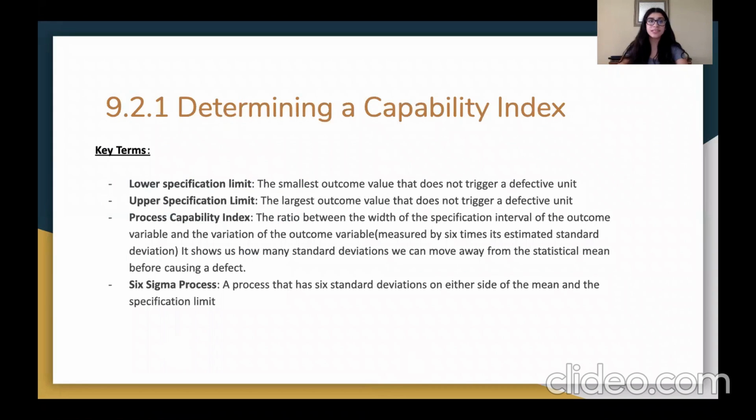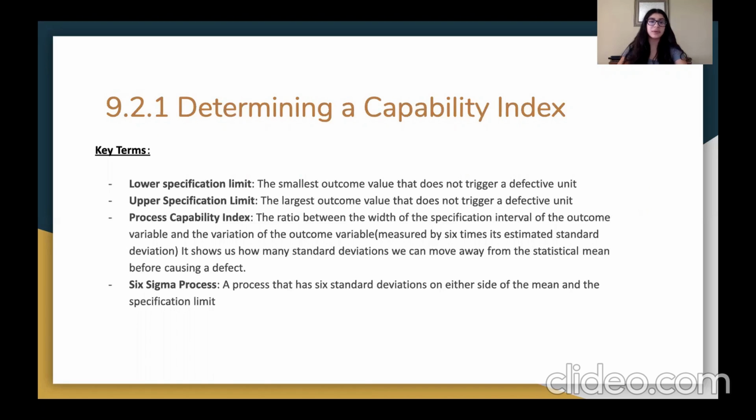To start us off in section 9.2.1, there are 4 key terms. Lower specification limit, also known as LSL, which is the smallest outcome value that does not trigger a defective unit. On the flip side, there is also upper specification limit, which is the largest outcome value that does not trigger a defective unit.